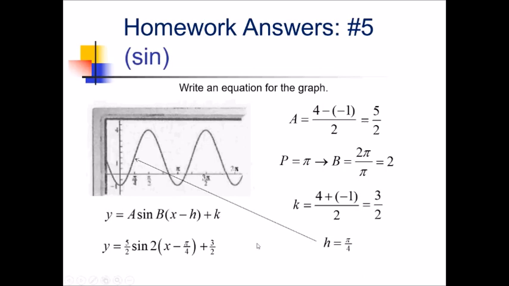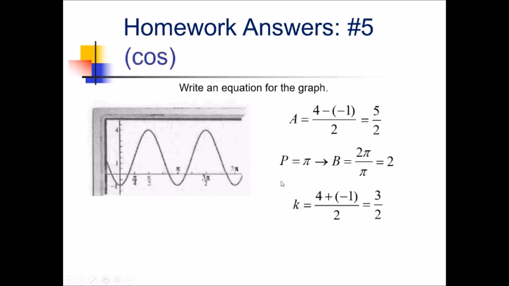Now, I'm going to do a cosine version of this as well, and to do that, I'm going to keep my amplitude, my period, my b value, and my k value. None of that's going to change when I change the trig function to cosine instead of sine. So most of this will be the same. What's going to change is this h value.